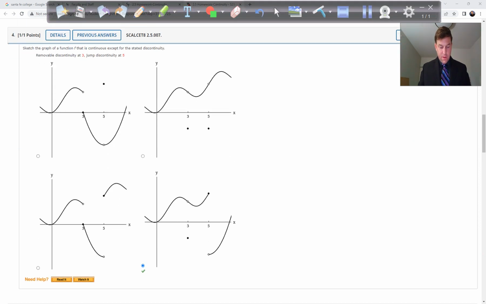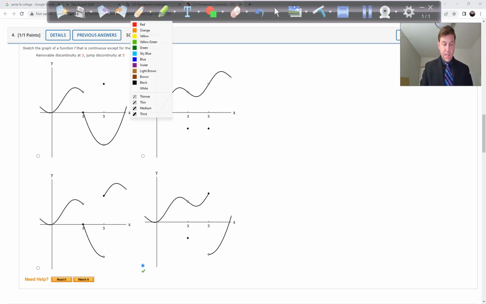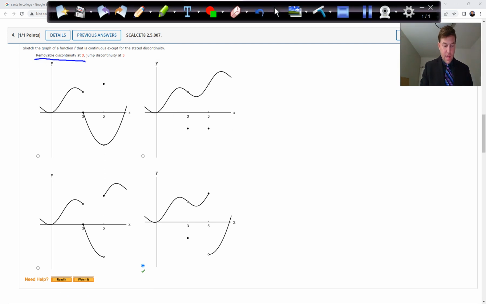Okay, so problem 4 says, sketch a graph that's continuous except for the stated discontinuity. So it says a removable discontinuity at 3. A removable discontinuity is basically saying a hole.